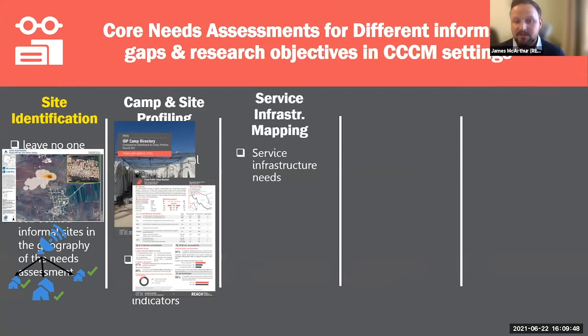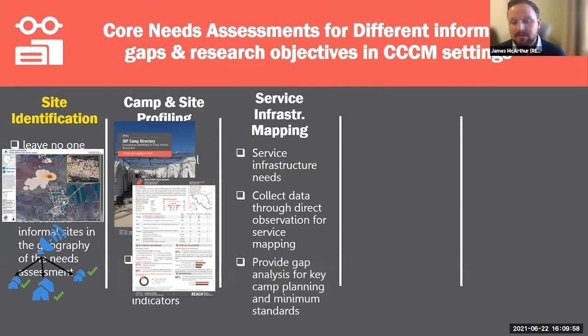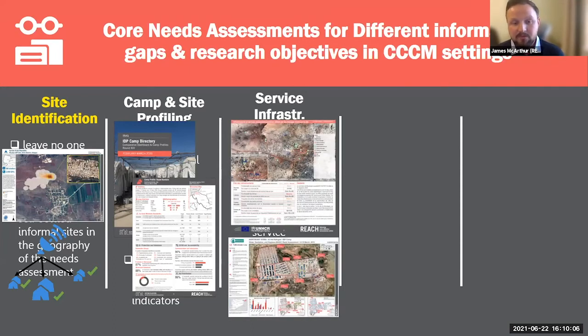Then there are service infrastructure needs. I think this is also important: through direct observation of infrastructure and services, we can see what is there and what isn't present, what is missing, what is functioning, what needs repair. And I think that's also important to investigate from a direct observational standpoint, the infrastructure needs of a site.